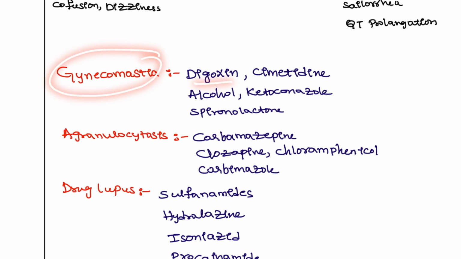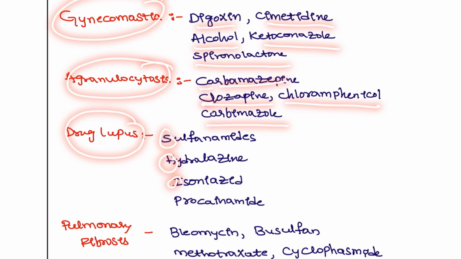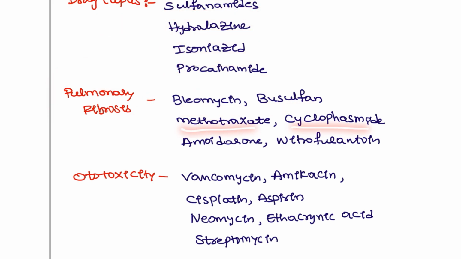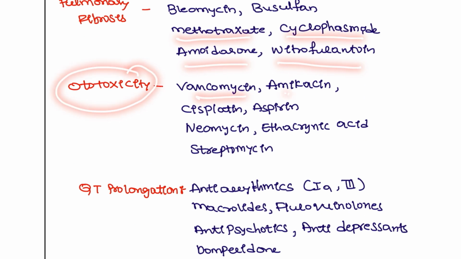Gynecomastia is seen with digoxin, cimetidine, alcohol, ketoconazole and spironolactone. Agranulocytosis is seen with the drugs starting with C: carbamazepine, chloramphenicol, clozapine, carbimazole. Drug lupus, SHIP: sulfonamides, hydralazine, isoniazid and procainamide. Pulmonary fibrosis: bleomycin, busulfan, and also methotrexate, cyclophosphamide, amiodarone and nitrofurantoin. Ototoxicity: vancomycin, amikacin, cisplatin, aspirin, neomycin, ethacrynic acid and streptomycin.